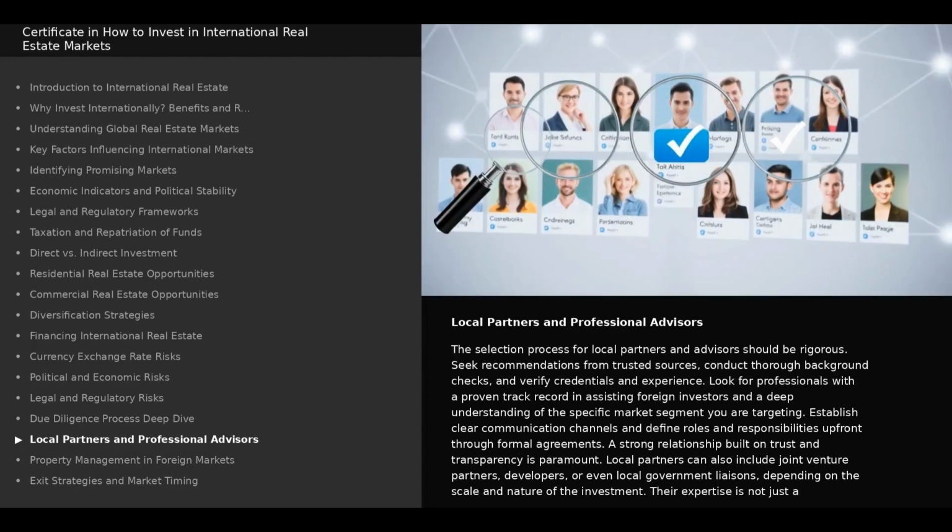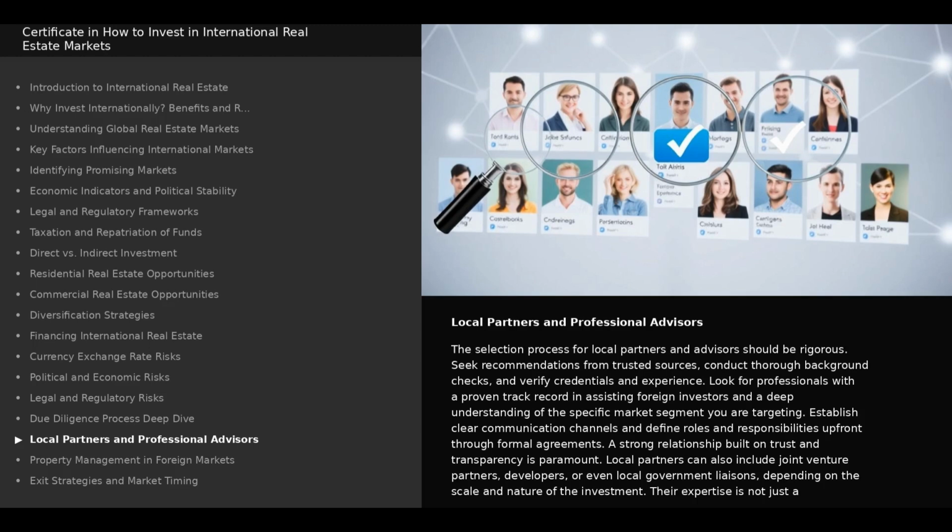The selection process for local partners and advisors should be rigorous. Seek recommendations from trusted sources, conduct thorough background checks, and verify credentials and experience. Look for professionals with a proven track record in assisting foreign investors and a deep understanding of the specific market segment you are targeting. Establish clear communication channels and define roles and responsibilities upfront through formal agreements. A strong relationship built on trust and transparency is paramount.